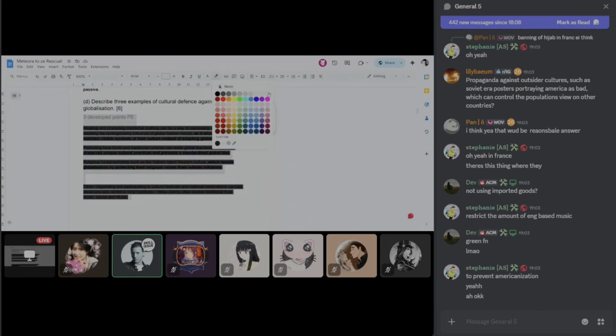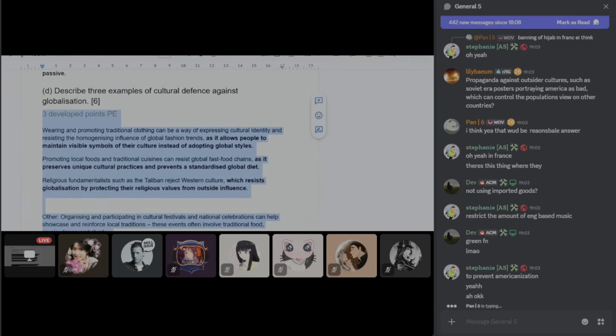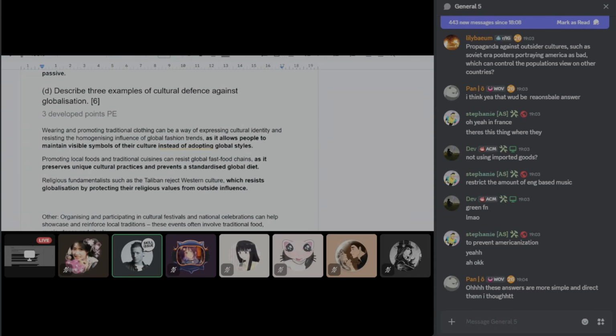Okay, wait 1 second. First point is wearing and promoting traditional clothing can be a way of expressing your own cultural identity and resisting the homogenizing influence of global fashion trends, as it allows people to maintain visible symbols of their culture instead of global styles. So these answers are more simple and direct. Sociology is often just common sense. It depends on how you word it and how you explain your answer.